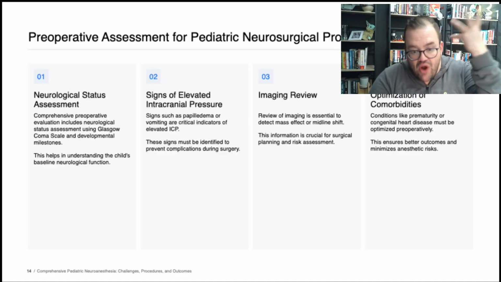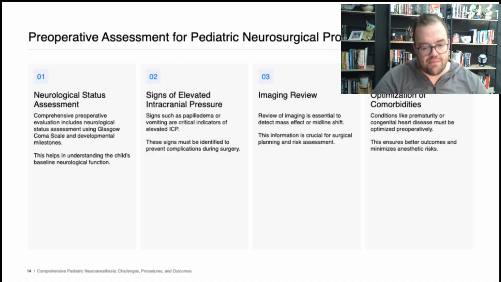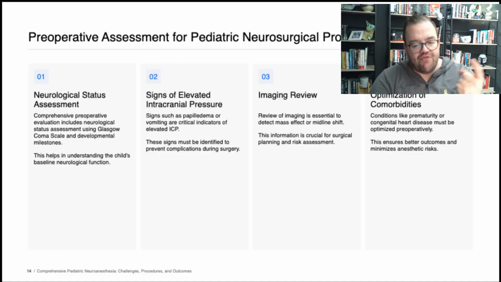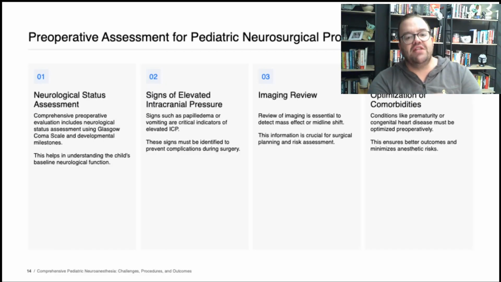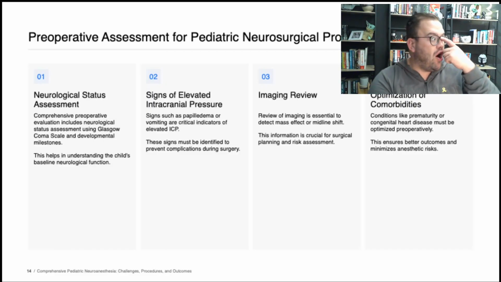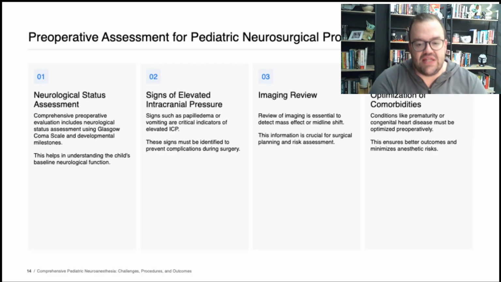effects of a brain tumor or any other tumor. So number 1 is M for mass. What is the mass effect? Okay, so is there midline shift? Is there raised intracranial pressure, etc.? Number 2 is metabolic. So what are the metabolic side effects? So is there SIADH? Is there diabetes insipidus? Is there cerebral salt wasting syndrome or Cushing's disease or anything like that?